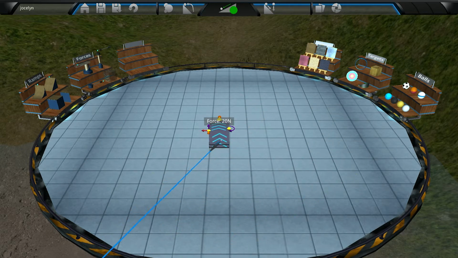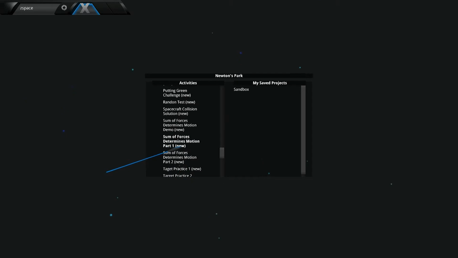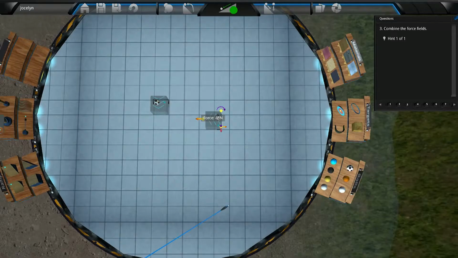For each of the other experiments, ask the students to predict the motion, then run the experiment, have the students record their observations, and discuss the results as a class. After completing the demo, the students will open the Sum of Forces Determines Motion Part 1 activity and do their own exploration on how unbalanced forces affect the ball's motion.